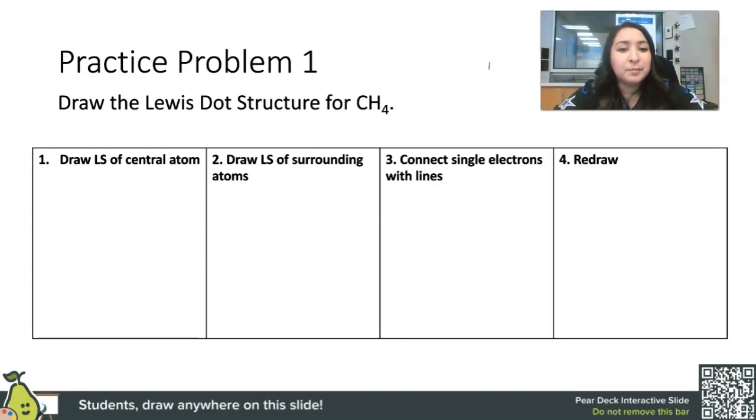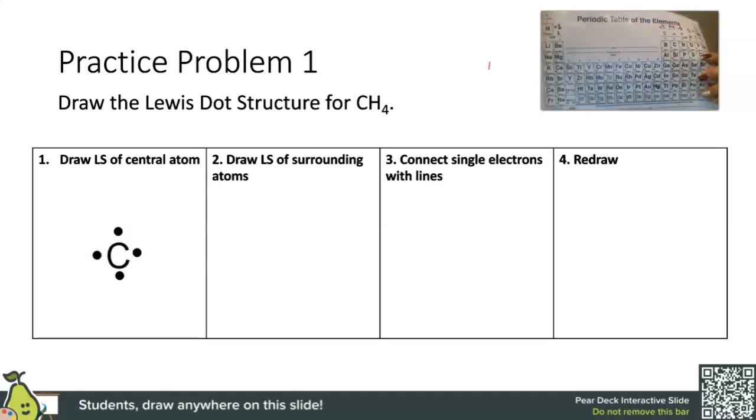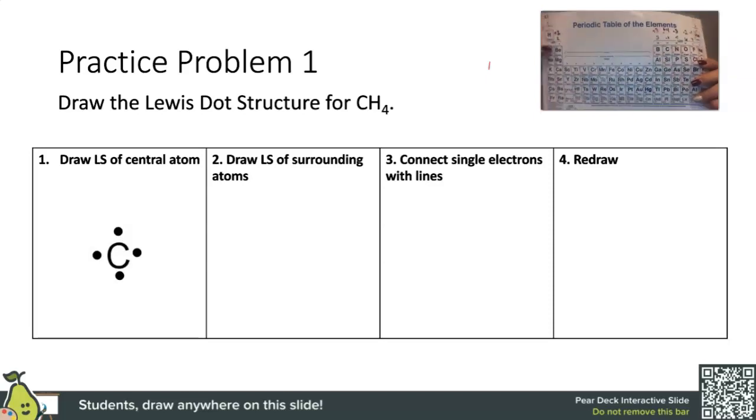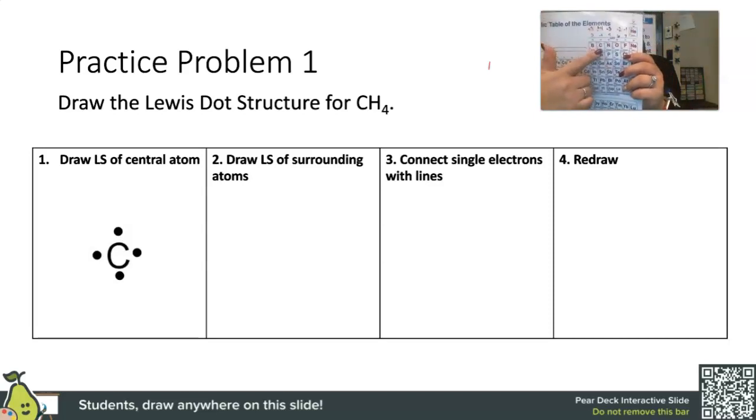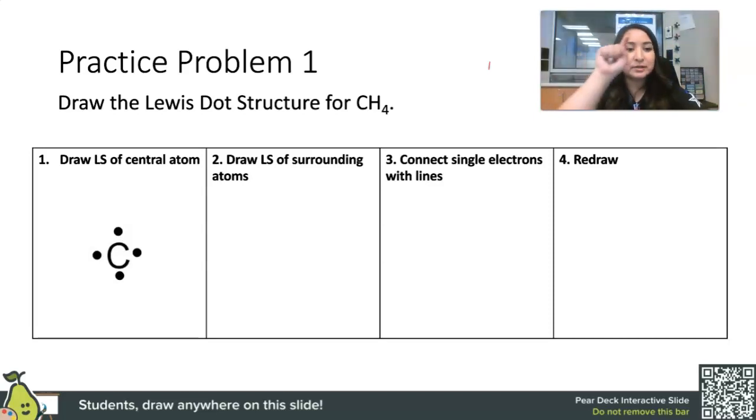So we're going to put carbon in the center and draw the valence electrons. Carbon has 4: 1, 2, we skip the middle part, 3, 4. So we draw the 4 valence electrons around the carbon.